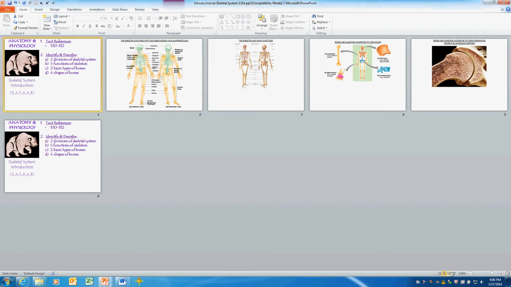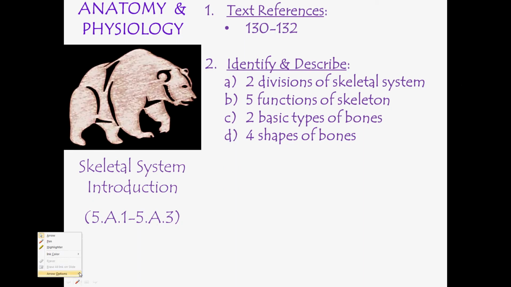This time we'll be discussing the skeletal system, an introduction to the skeletal system here, and by the end of this, hopefully you'll be able to identify the two divisions of the skeletal system and some of the bones in those two divisions, the 5 functions of the skeleton, 2 basic types of bones, and 4 shapes of bones.